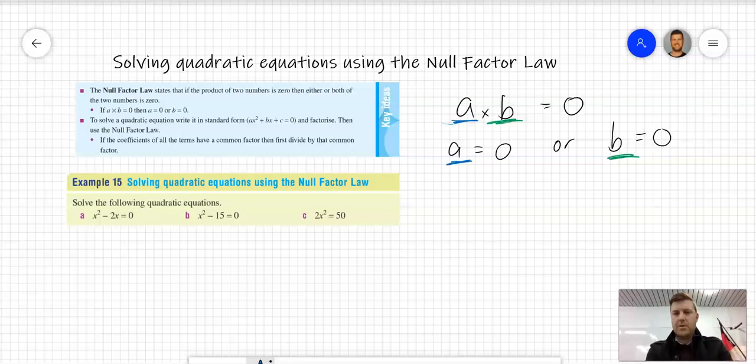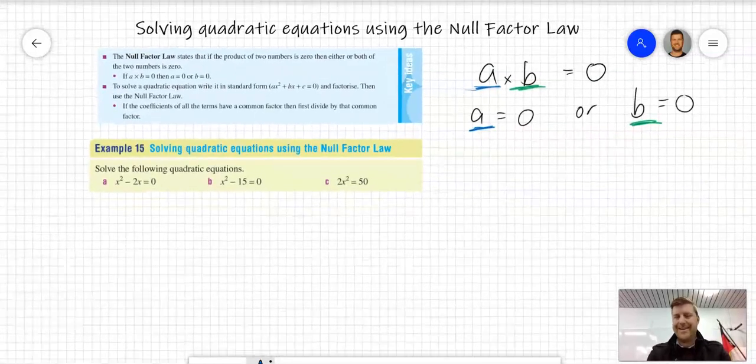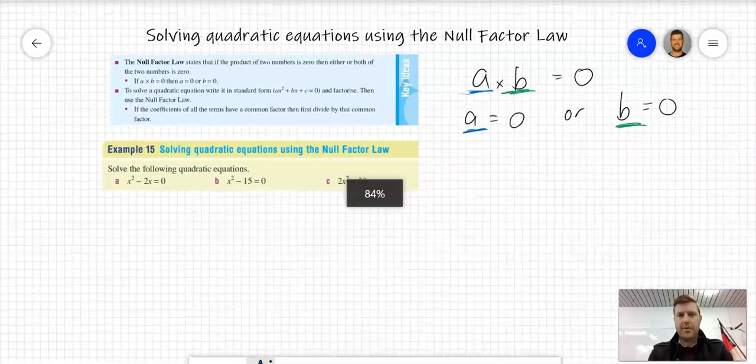Before we do get started though, the most important aspect of solving using the Null Factor Law is to be able to factorize. I've got some videos on how to factorize, the types of factorizing I'll be using today. I'm not going to talk too much about how I'm factorizing. I'm just going to go ahead and do it. Hopefully you guys can see what I'm doing and how that works.